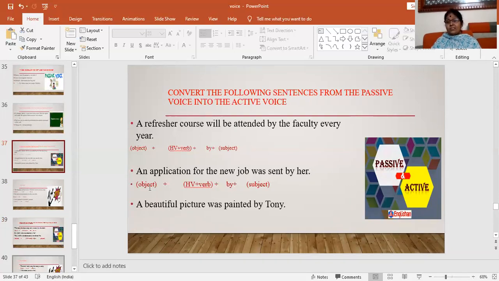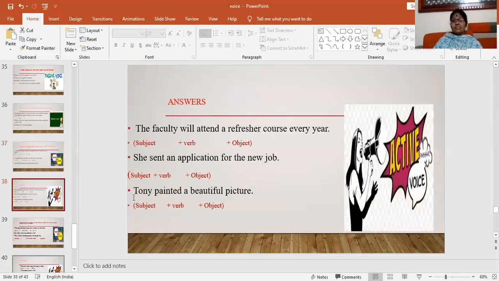An application is your object, job sent by her is your subject, right? By her is your subject and sent is your helping verb. Now we have to switch the places. Subject has to come first, object has to go last, and remove the by agent and make the necessary changes. So let us check the answer.